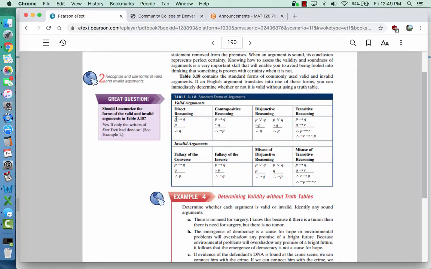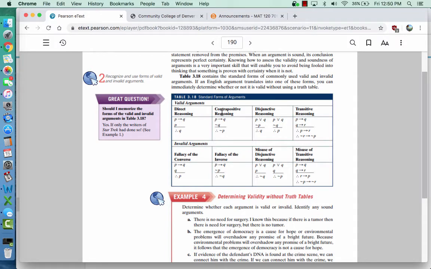So let P be the statement "live in Denver," and Q be the statement "live in Colorado." I'm going to use that for these four here. If we assume that it's true that if somebody lives in Denver, then they live in Colorado, which is true, and we know that somebody lives in Denver, then we can conclude that they live in Colorado necessarily. So that's valid direct reasoning, and that's pretty basic. That just says if you have P, then you get Q. P leads to Q. Well, of course it does.